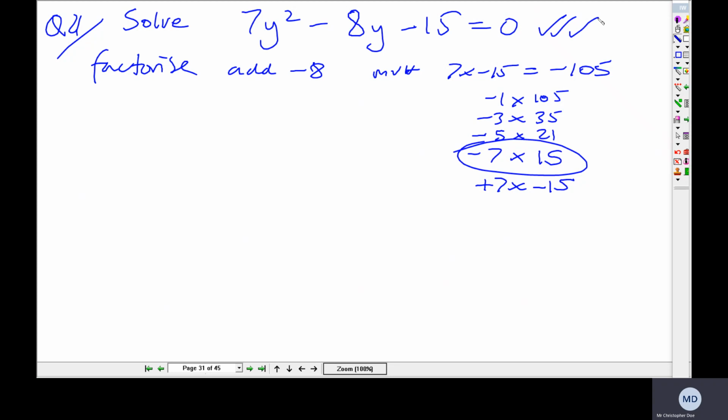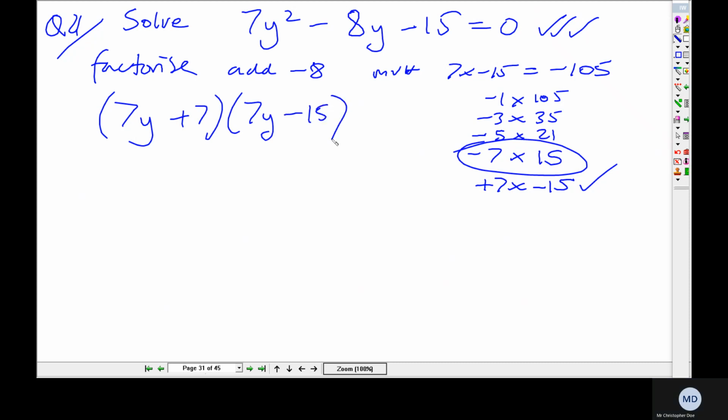Solving it in the time you have left might be tricky. Finding the factors, not that easy. You know it's -7 and 7 and 15, that one there. So you do 7y minus 7y plus 7, and I would do 7y again, minus 15. Have I got that right?